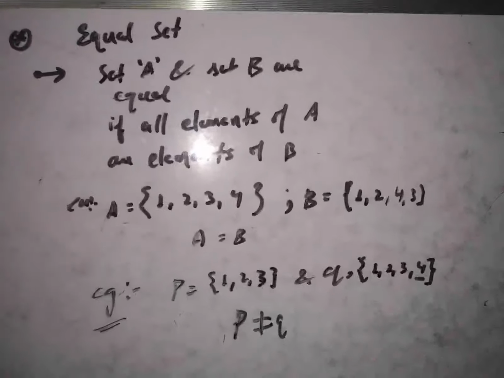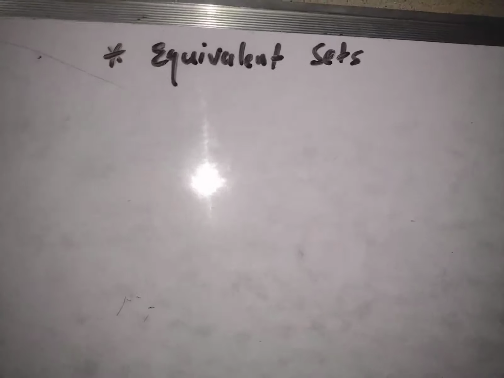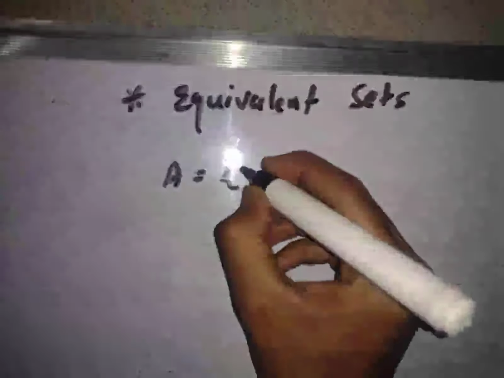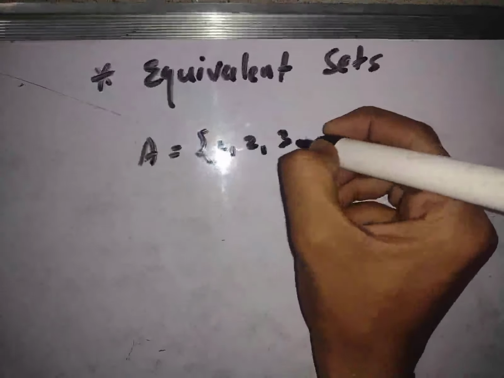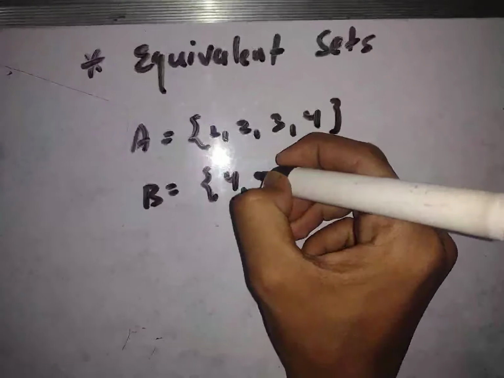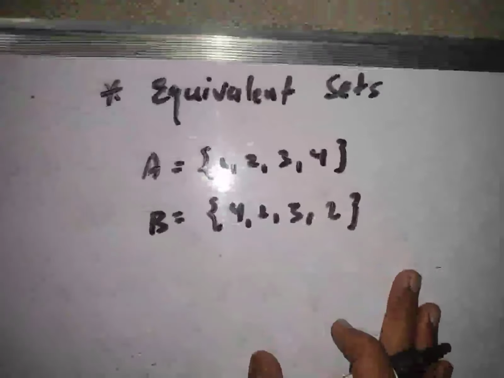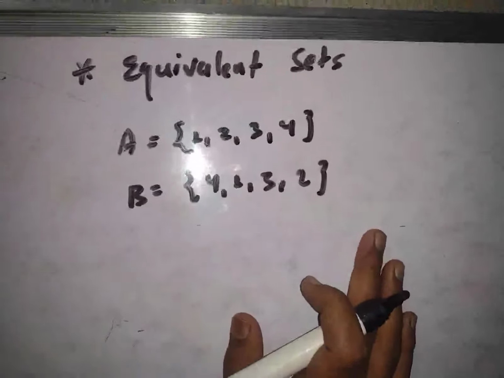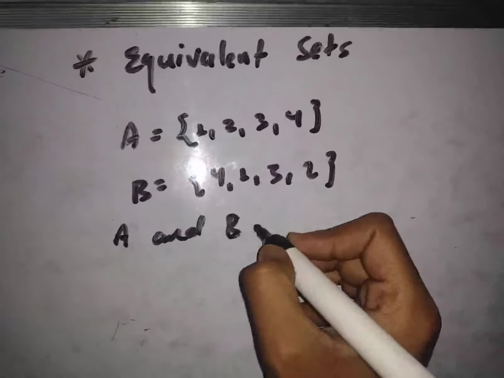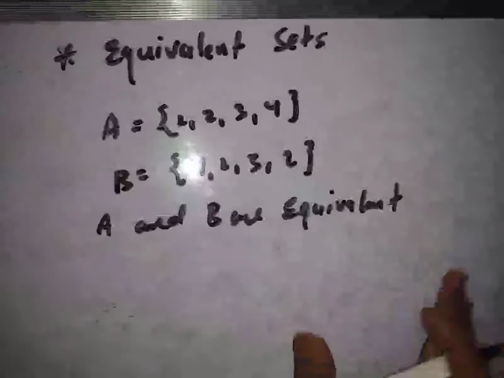So let's learn about equivalent sets. Let's talk about set A. If set A is 1, 2, 3 and 4, and set B is 4, 1, 3, 2, again we can say that order does not matter in a set, as we learned. So these two sets are equivalent. A and B are equivalent because the elements are the same.